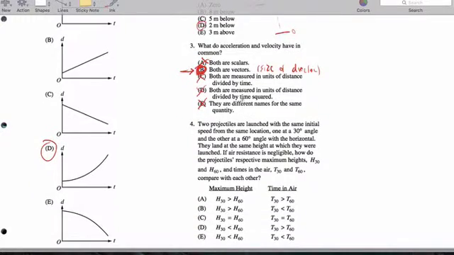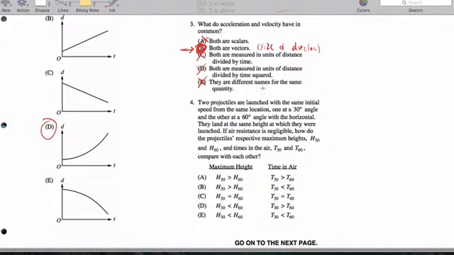Okay. Now, here we have two projectiles launched at the same initial speed from one location, one at 30 degrees, one at 60. They land at the same height at which they are launched. So we want to know which one goes up higher. So let's just figure this out. The height is going to be v naught squared sine squared theta over 2g. And the time is going to be v naught sine theta over g.